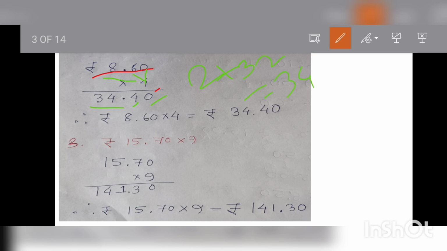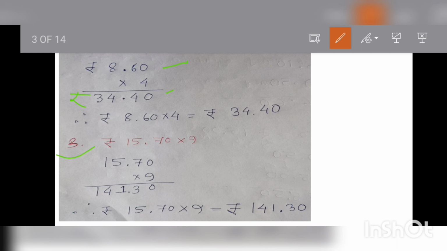Okay, now if you see that this point is present before two numbers from the right, that's why you have to put this point before two numbers from the right. Okay, that means when we multiply rupees 8.60 by 4, then we get rupees 34.40.